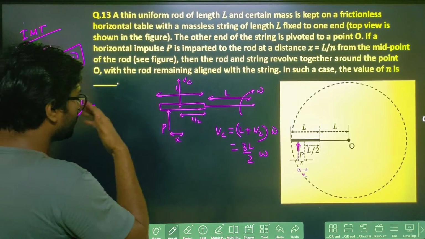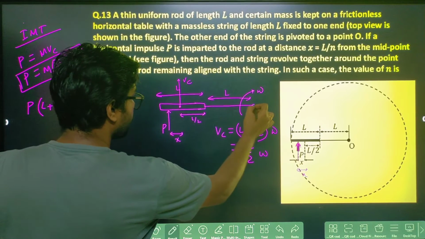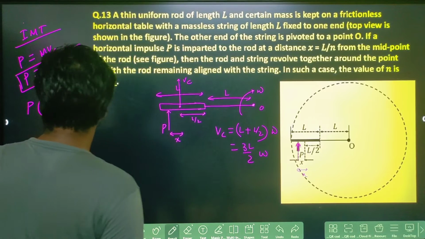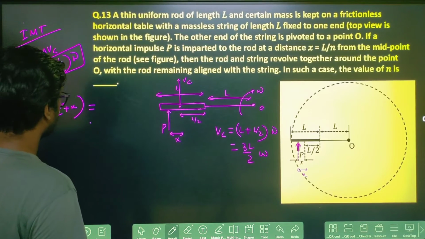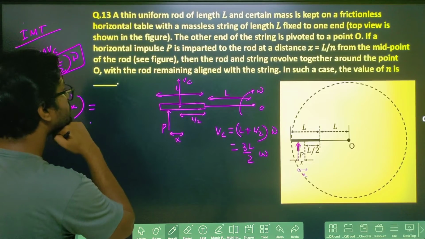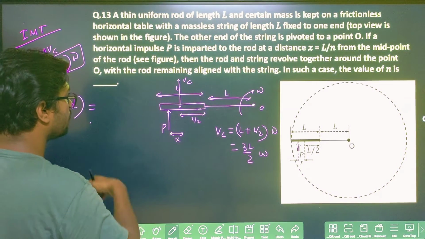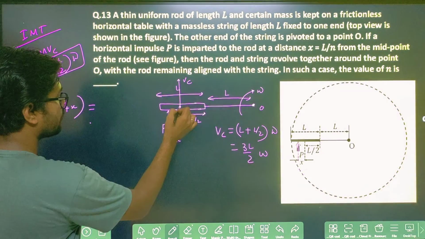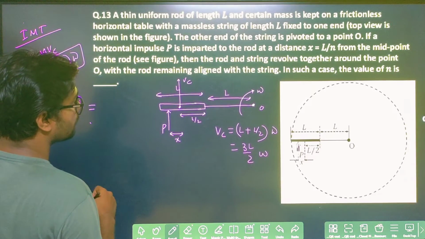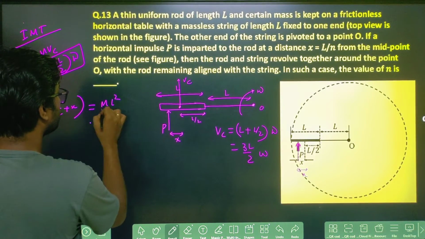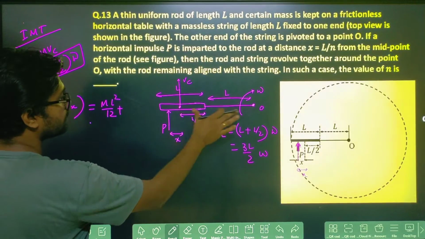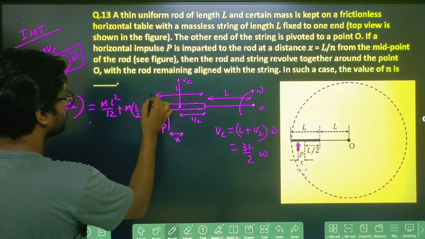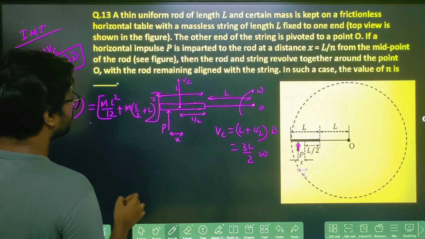So for the final angular momentum, obviously about this axis, this point O, angular momentum about this axis, if it is rotating with omega, we will tell that this will be m L square divided by 12 plus this distance, m into L by 2 plus L whole square. This full into omega, right?